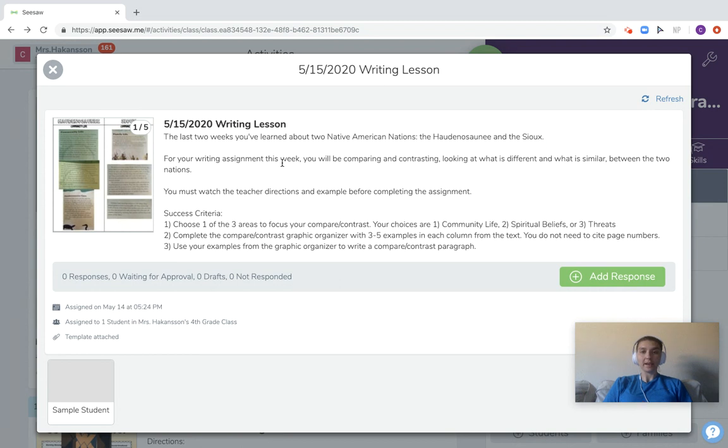do. So for your writing lesson today, you're going to be comparing and contrasting the two Native nations that we've learned about so far. So you learned about the Haudenosaunee Nation and the Sioux Nation this week. So you're going to be comparing and contrasting, which means how are they similar and how are they different? Different aspects of their life, and you're going to get to choose one aspect. So your choices are, do I want to compare community life? Do I want to compare spiritual beliefs? Or do I want to compare and contrast their threats? So you're going to choose one of those to compare and contrast between those two nations.